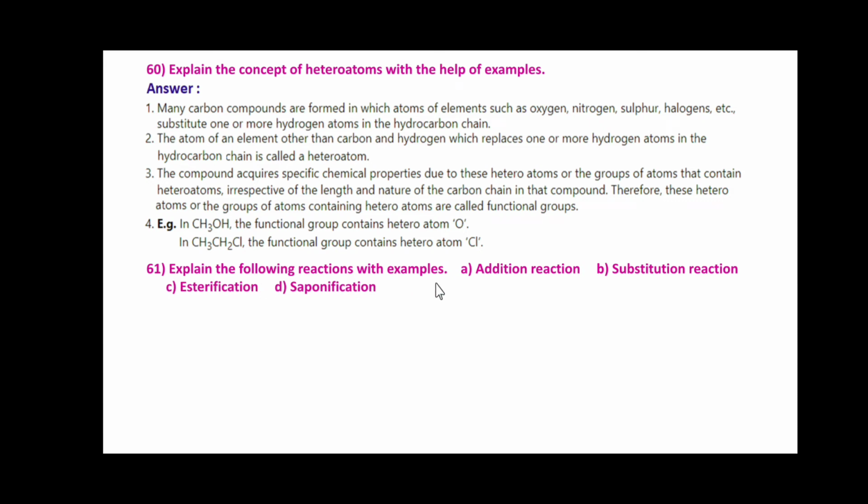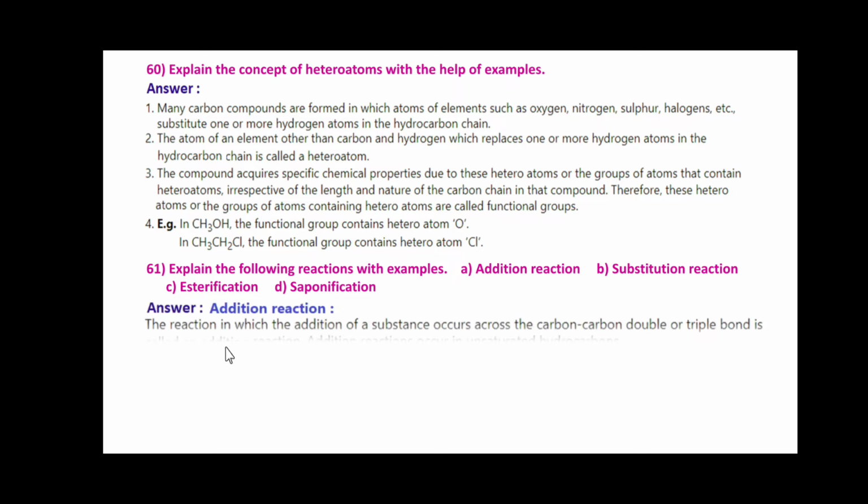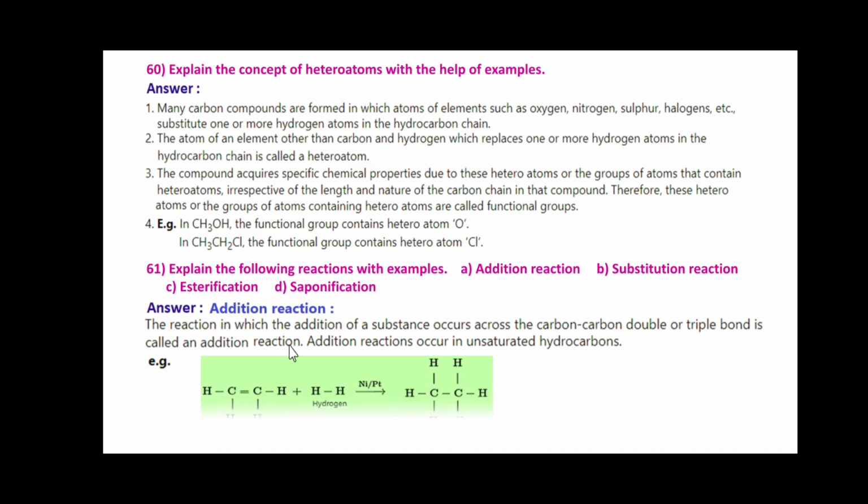Explain the following reactions with example: addition reaction, substitution reaction, esterification and saponification. First, addition reaction. The reaction in which the addition of a substance occurs across the carbon-carbon double or triple bond is called the addition reaction. Addition reactions occur in unsaturated hydrocarbons.